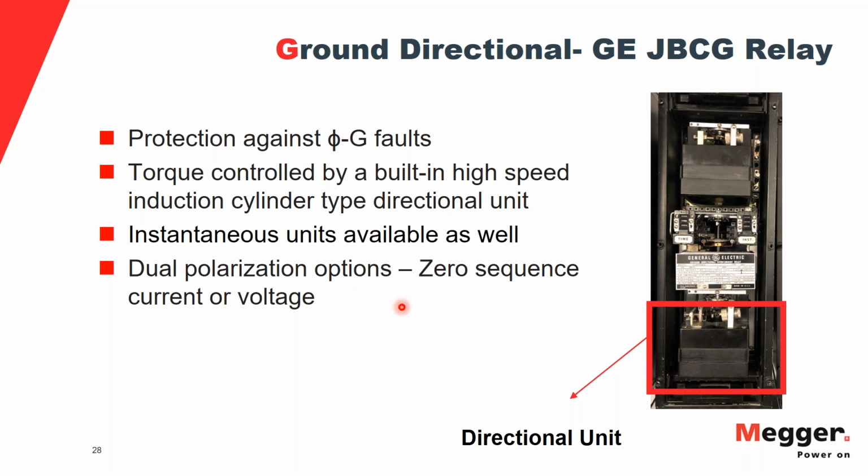But the thing about this ground directional relay is that the directional unit can have dual polarization options, meaning that I can choose either zero sequence current as my polarizing quantity for this unit, or zero sequence voltage as the polarizing quantity. So it gives you an option of choosing either one depending on your system parameters. Sometimes zero sequence current polarization is better, sometimes zero sequence voltage is better.